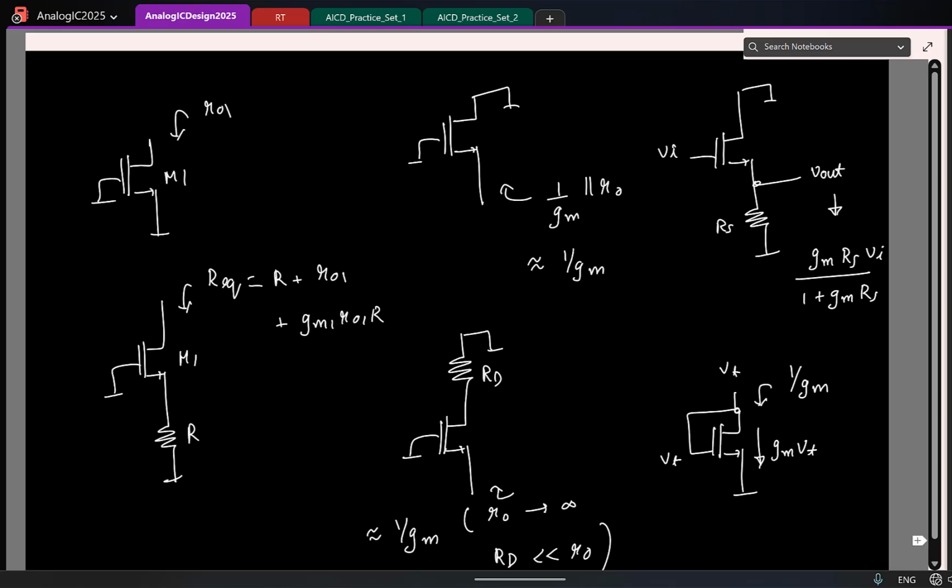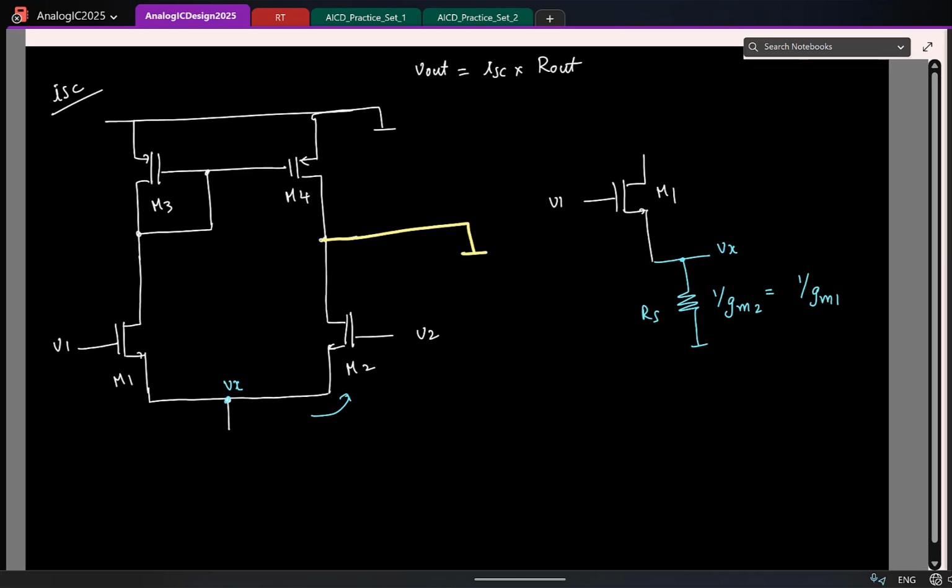If not, we can quickly compute it by finding short circuit Gm and Rout, but we'll directly use the result. And here the value of Rs is 1 by Gm. So I have to basically find Gm times Rs by 1 plus Gm Rs. So what does it become? Fine. So which means due to V1, my Vx is going to be half of V1. So this is only half the job.